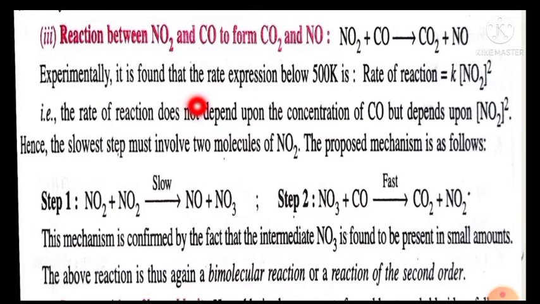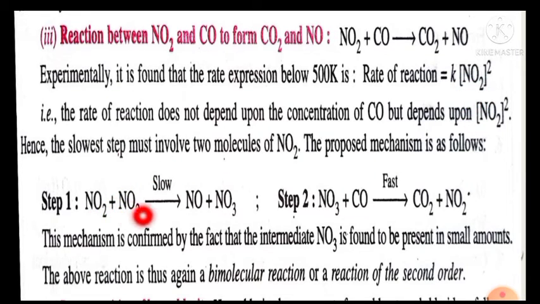The third example is here: NO2 plus carbon monoxide are combining together and forming CO2 and NO. So experimentally the rate expression is, NO2 means concentration of nitrogen dioxide. So here this is the slowest step, step 1, and this is the fast step.